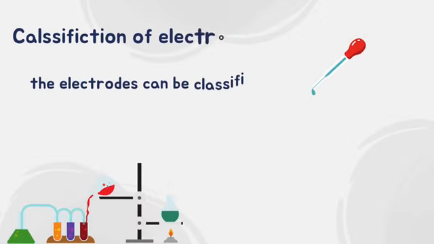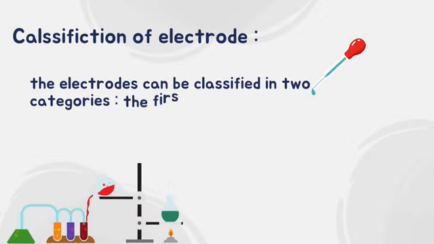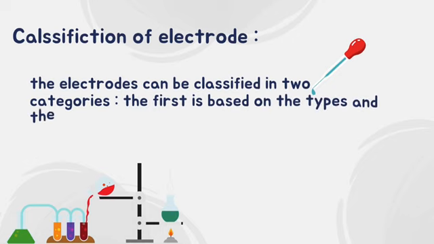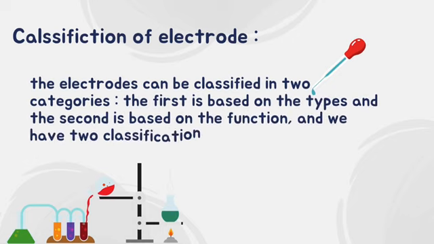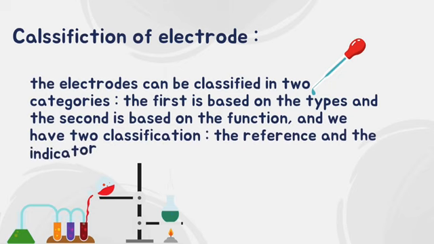Classification of electrodes. The electrodes can be classified into two categories. The first is based on the types, and the second is based on the function. We have two classifications of the second, the reference and the indicator. Today we will talk just about the reference.